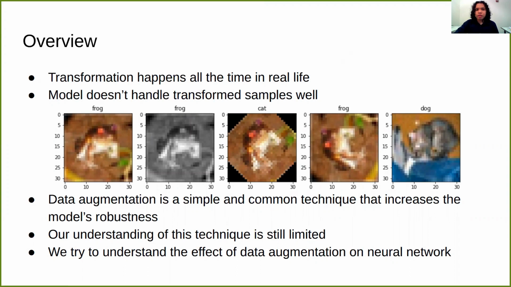So people came up with this idea called data augmentation, where we try to add augmented images from the original data with a certain kind of transformation. Data augmentation, when we apply it in machine learning, is really efficient with a small trade-off in training time. Despite its popularity, our understanding of this technique is still limited. So in this research, we attempt to understand the effect of data augmentation on neural networks.